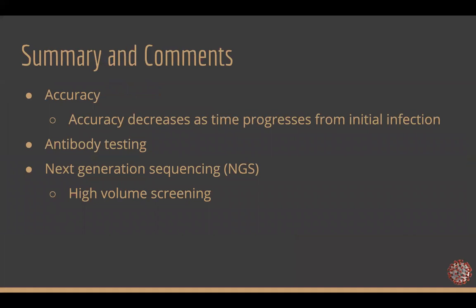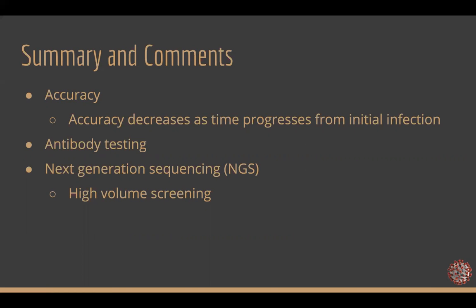So a little bit of summary and comments. The accuracy of RT-PCR will vary and it will decrease as time progresses from the initial infection of the person. So essentially, if a person would want to really know whether or not they have coronavirus, they should be testing quite frequently. And that's the importance of testing frequently. Typically, the accuracy of the test is actually roughly around 90% when the person starts presenting symptoms, which is really great. We want to be able to detect it early on so that person can isolate.